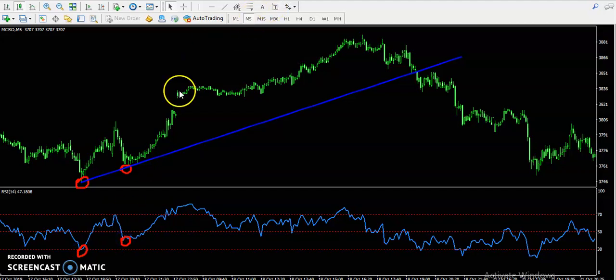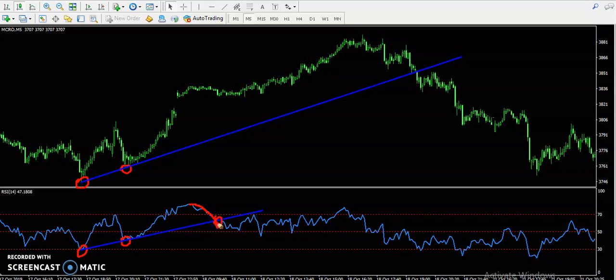Now I'm going to connect these two points. Here I just connected them. Here we have seen, in this zone, RSI just broke this trend line, and at that time price was overbought and price was pointing toward the downside.